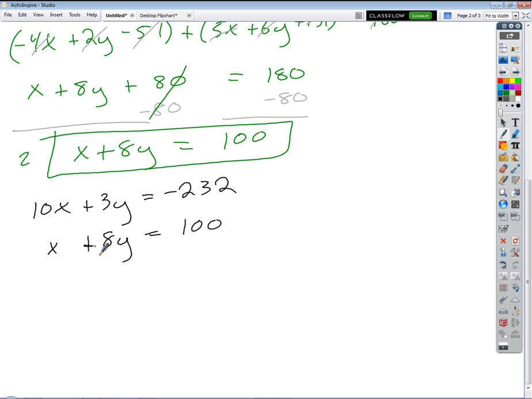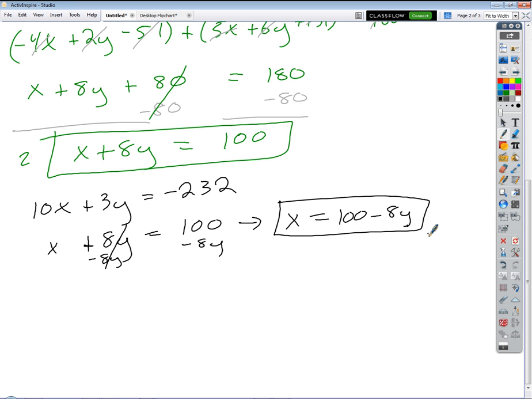Okay, big numbers, and also look at the bottom. There's an x value that's really easy to isolate, isn't there? What's the only thing I have to do to get that x by itself? Subtract 8y. Okay, good. So we can easily come up with the substitution equation. X equals, if I subtract 8y from both sides, on the right side I get 100 minus 8y, or I could say negative 8y plus 100, doesn't matter, either way. Put a box around it, because that's my substitution equation, right?